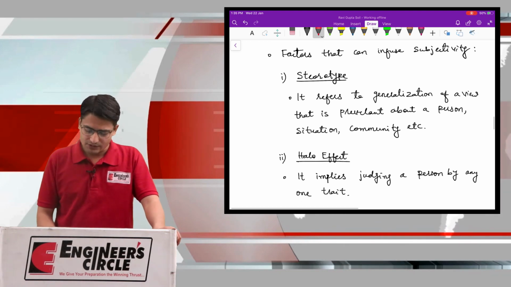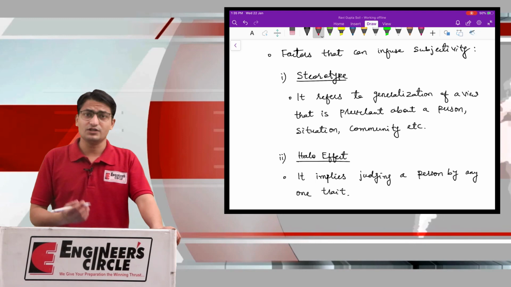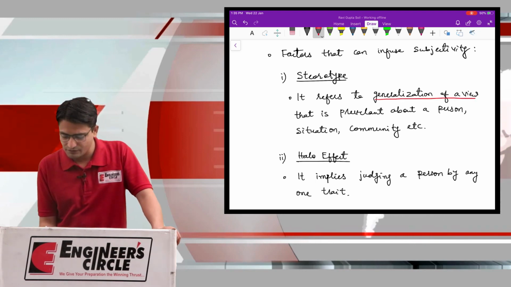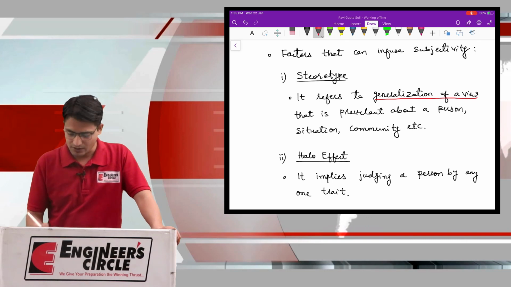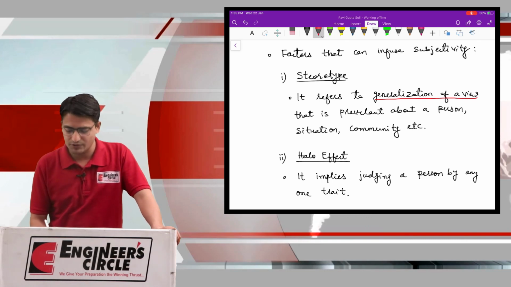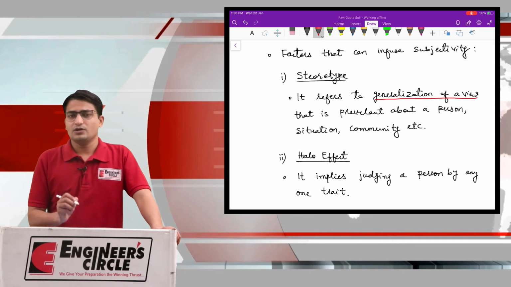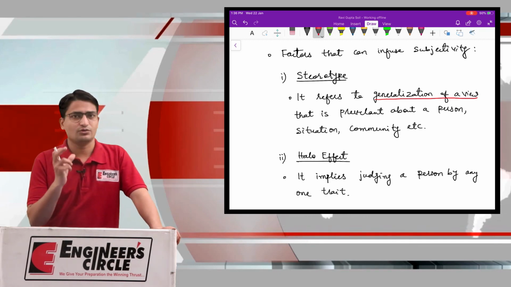The first one is stereotype. What is meant by stereotype? It refers to generalization of a view that is prevalent about a person, situation, community, etc. So generalizing of a view, this is called a stereotype.